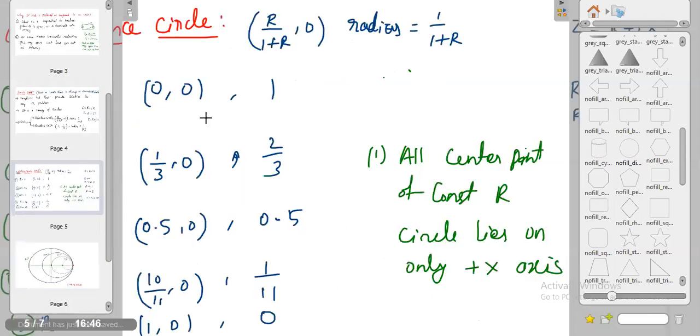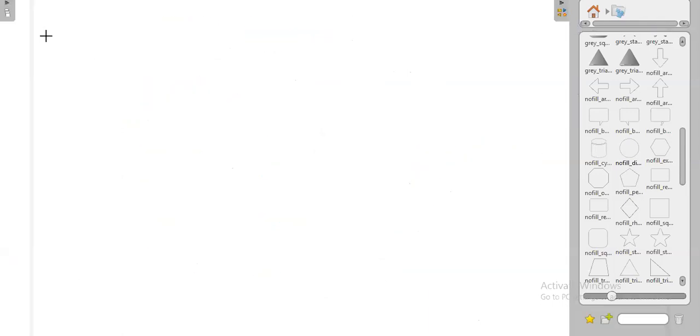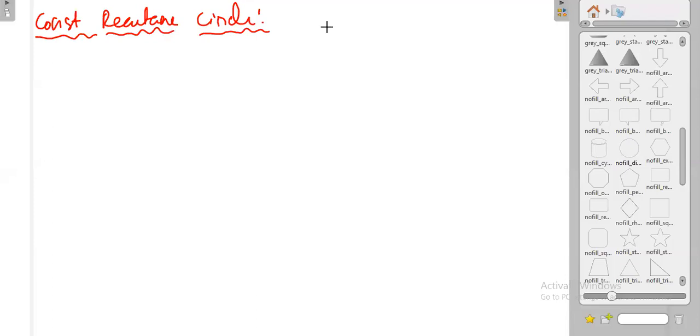Okay, now we'll draw the constant reactance circle, that is with respect to X. Then what is the range of X? If it is constant reactance, then the center is 1 comma 1 by X, and the radius is equal to 1 divided by mod X.